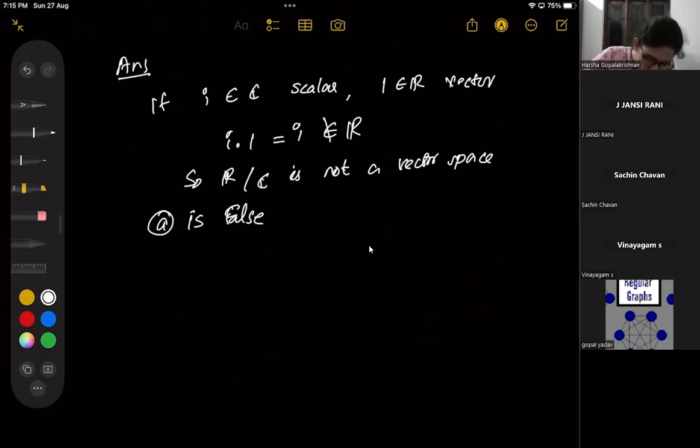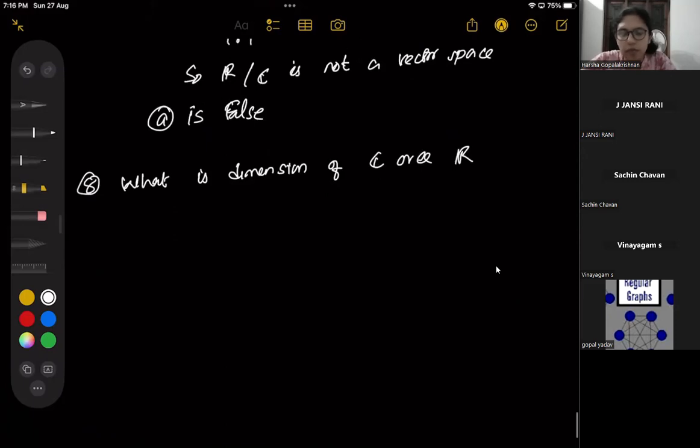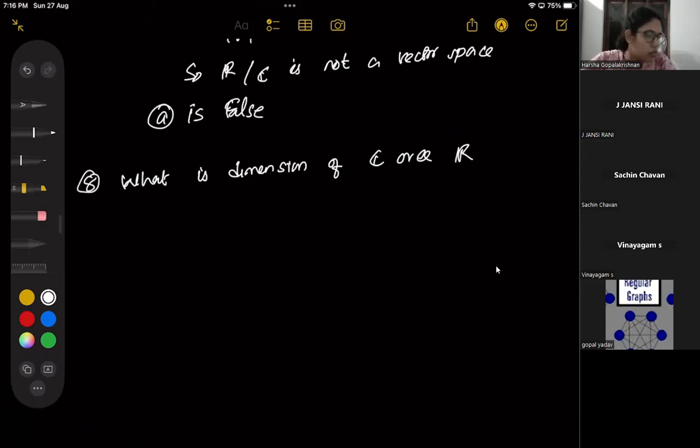Okay, now the question is, so we have already seen C over R is a vector space. What is the dimension of C over R? So C over R is a vector space. Now the question is, what is the dimension of C over R? Any answer?